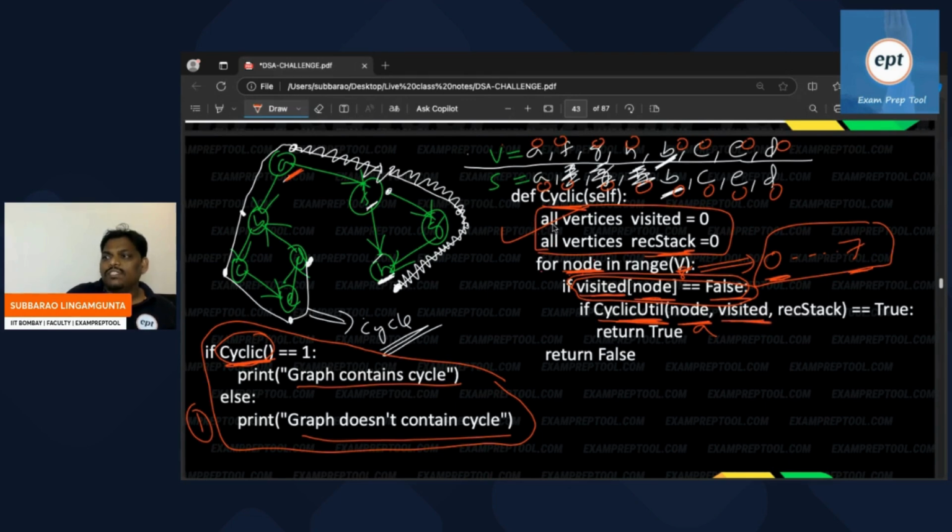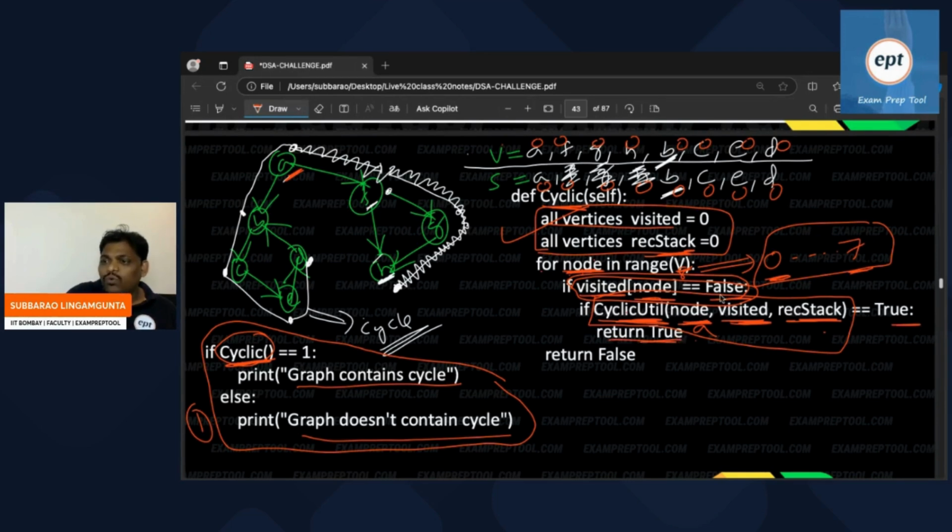This is the visited array. As of now, all will be zeros. And the node I am sending is A. Visited is all 0, and the stack is also 0 as of now. Call this function. After everything is ready, I took the first person, which is not visited. In the stack and the visited array, all will be 0. Because I got to know one node is not visited, I call cyclic until. If that function returns 1, that is true, then I will return true.